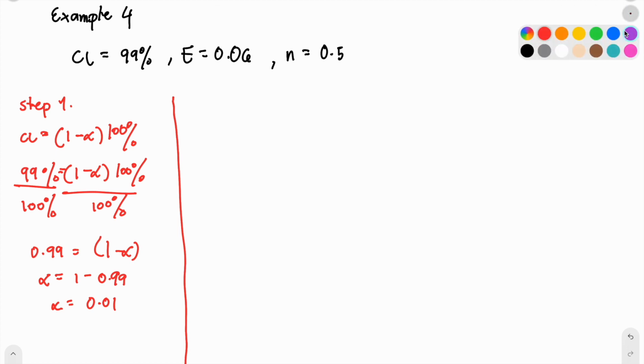I'm sorry, class. I made a mistake here. This is not n. There's no n that is 0.5. This is actually sigma, the standard deviation. There are problems where n is not given. You will solve for n here in example 4. So the n is not given. So let's go back. Step 2.